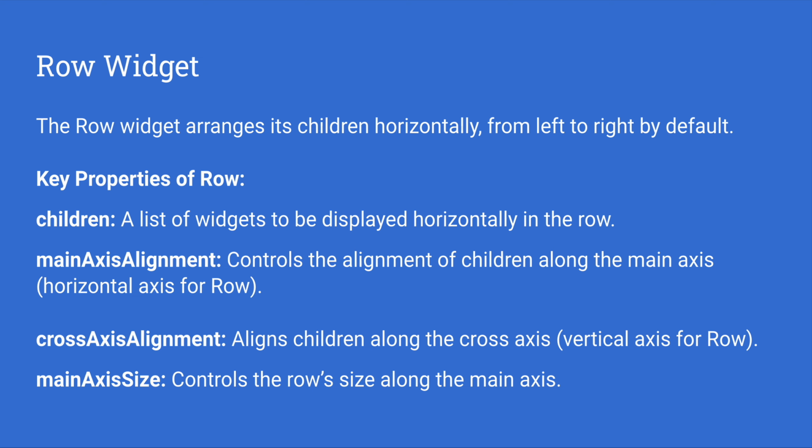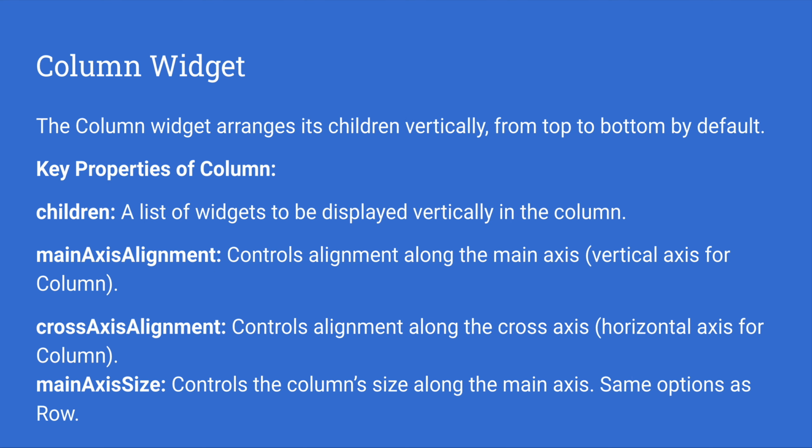The key properties of Row are children, mainAxisAlignment, crossAxisAlignment and mainAxisSize. The children is a list of widgets to be displayed horizontally in the row. The mainAxisAlignment aligns the children along the main axis, which is horizontal for a row. The cross axis is the vertical axis for a row. And the mainAxisSize controls the row's size along the main axis.